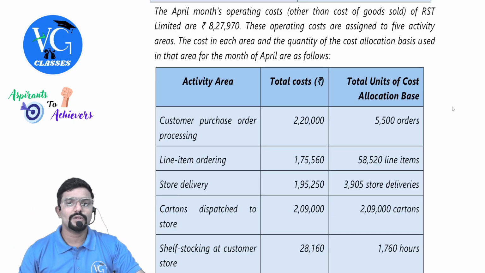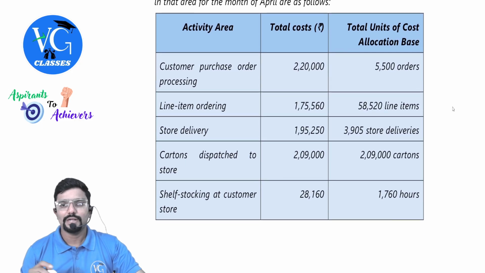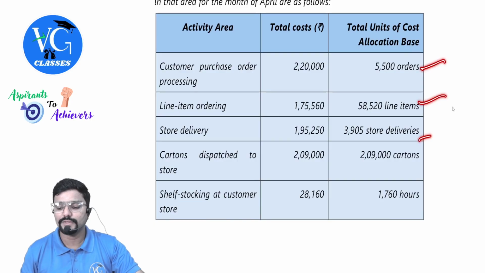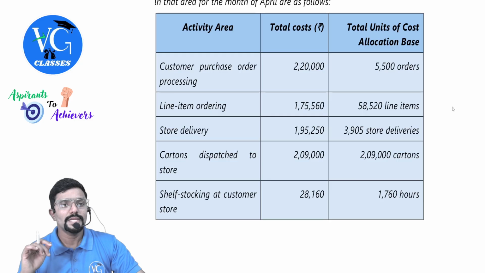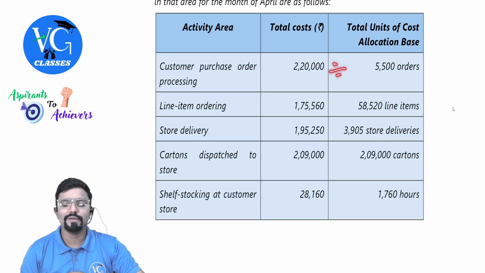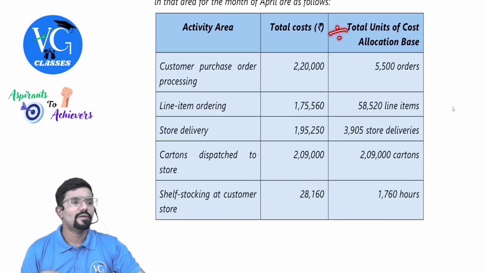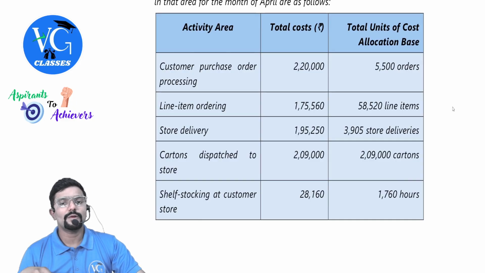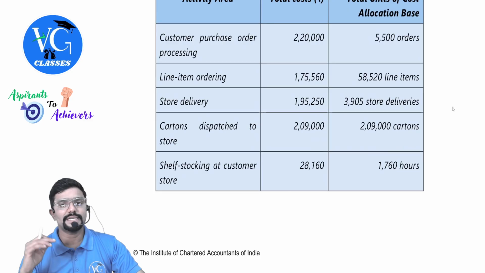What are those? Total cost. They have only given the breakup. Good. And also they have given the total of cost drivers, guys. Customer purchase order processing cost is 220. Total units of cost allocation basis 5,500 orders. If I divide each other, what do I get? Activity rate. Line item ordering 175,560. 58,520 line items. That is the driver.